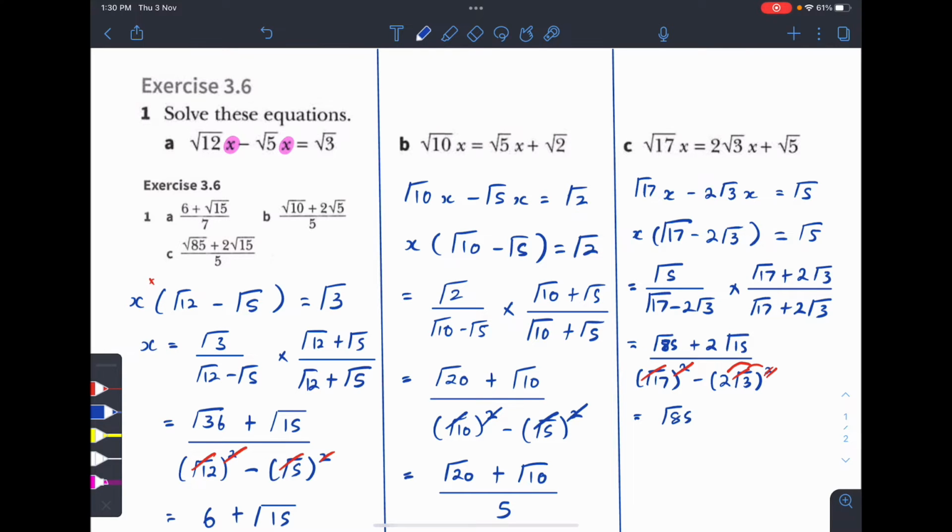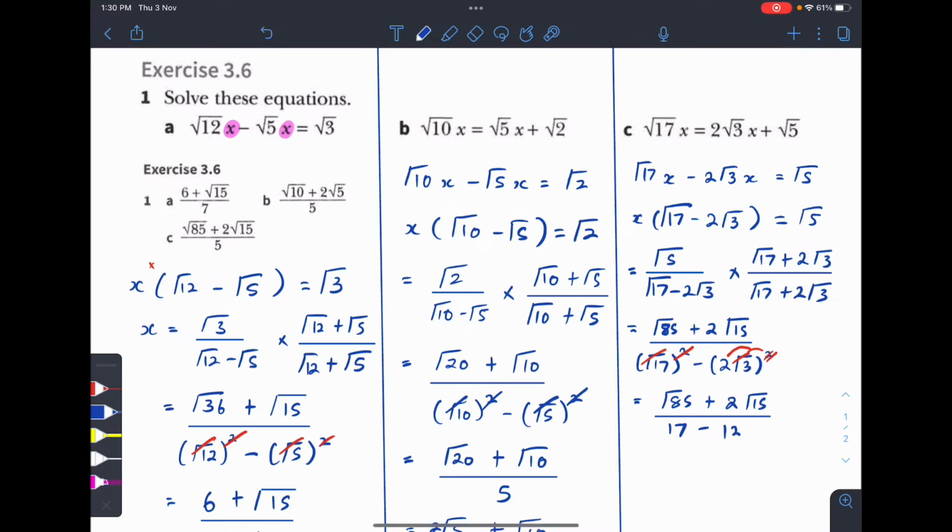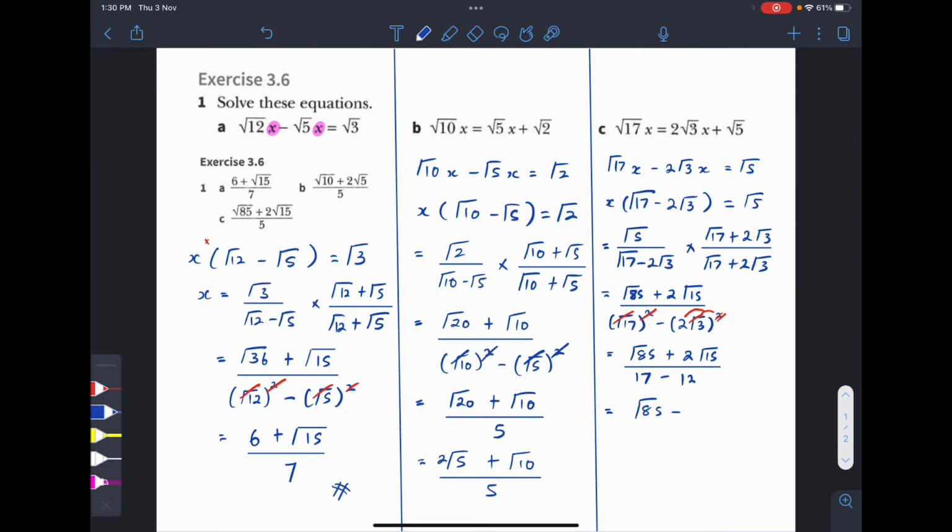So √85 plus 2√15 over 17 minus, okay, now here's the part, guys. What's 2 squared? 2 squared is 4. 4 times 3 is 12. Exactly. So we've got 12, and we're just going to write down our answer again. So √85 plus 2√15 over 5. And there you go. We are done.